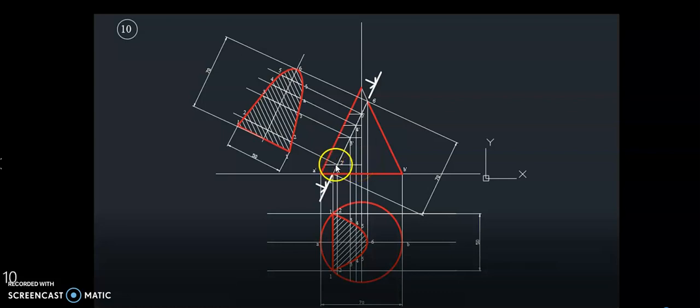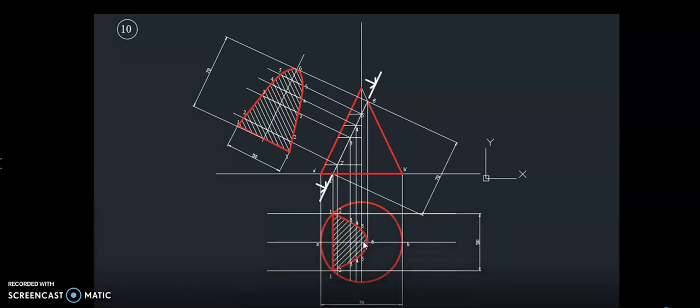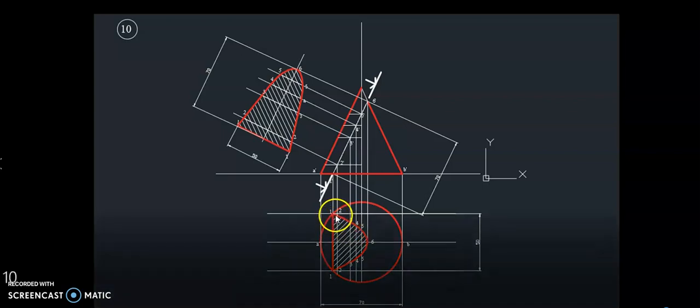So you take this distance on a compass, fix one leg of the compass here, from 2 dash you drop a projector with the center of the cone. You cut the projector drawn from 2 dash at this point and this point, so that you are getting 2 and 2 in the top view. Similarly, corresponding to 3 dash, you will have 3 and 3.